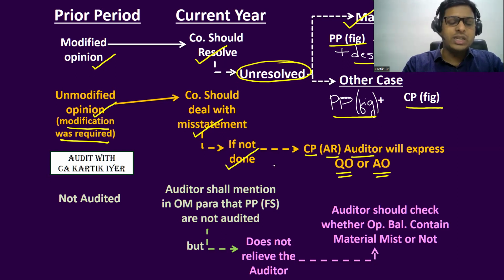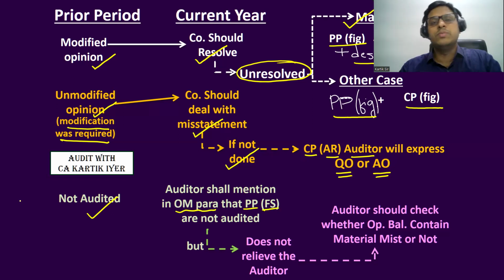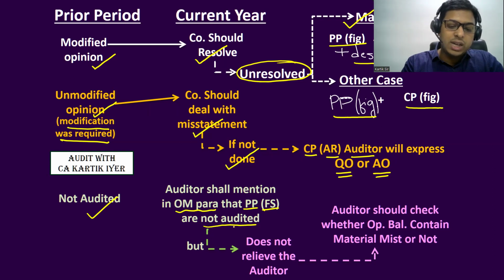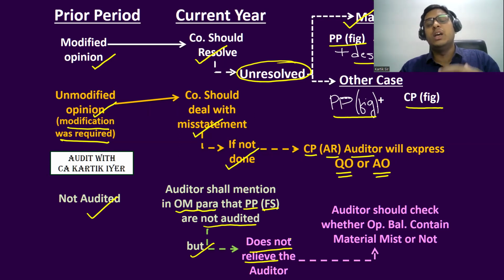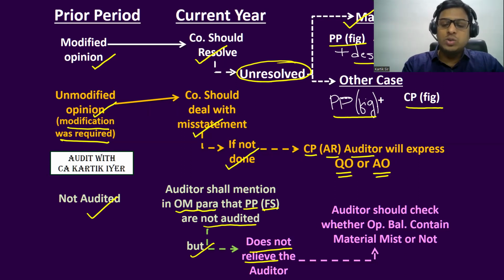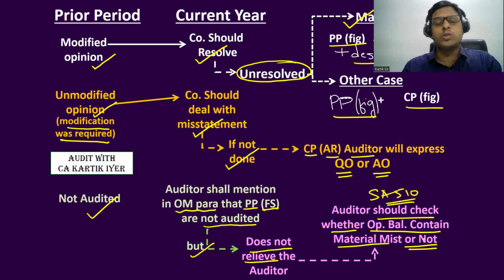Simple. The third scenario is if the last year's financial statements are not audited at all. Then the auditor will mention in the other matter paragraph that the prior period financial statements were not audited. But the auditor in this case will not be relieved from responsibility. The auditor will still have to do something in relation to the opening balance coming in this year from last year, even though it was not audited. For that, the auditor should do procedures as per SA 510, checking whether opening balances contain any material misstatement or not.